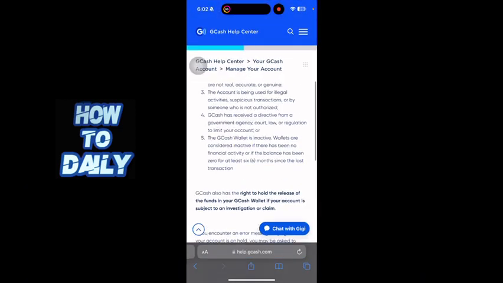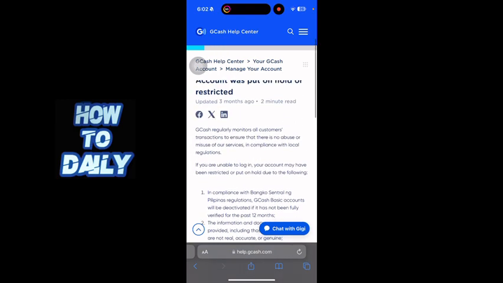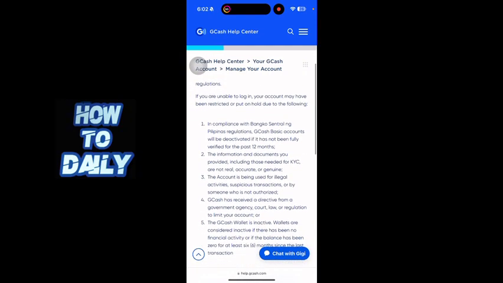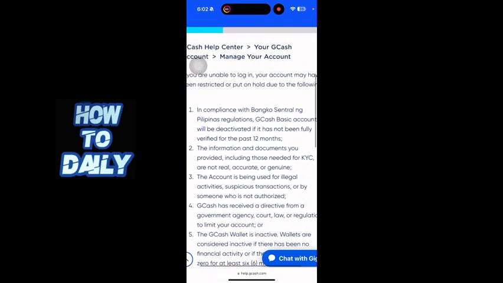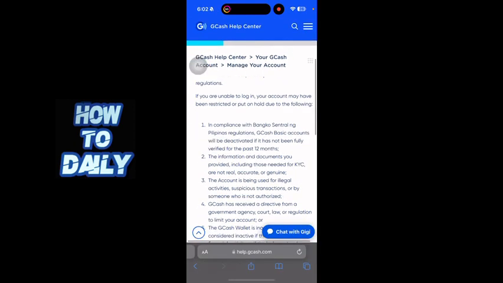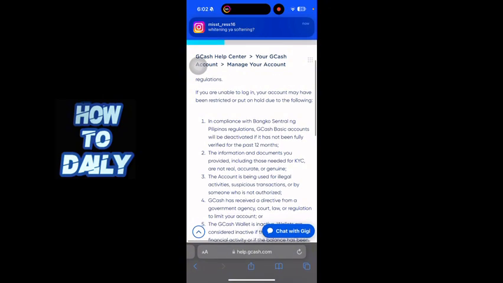Hi guys, so I am on their official website. If you are unable to log in, your account may have been restricted or put on hold due to the following reasons. In compliance with the Bangko Sentral ng Pilipinas regulations, GCash basic accounts will be deactivated if they have not been fully verified for the past 12 months. The information and documents you provided, including those needed for KYC, are not real, accurate, or genuine. So, if you provided fake information, your account can get deactivated or put on hold.